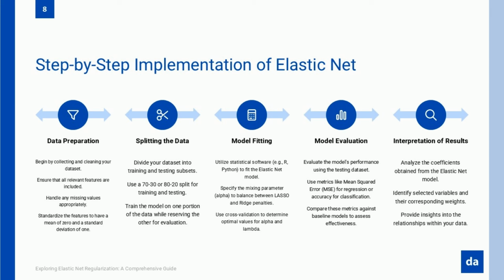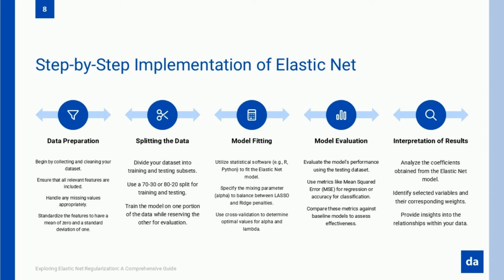Then comes model fitting, where we actually apply Elastic Net. But here's where things get interesting. Elastic Net doesn't work out of the box like linear regression. We need to tune two key hyperparameters, the regularization strength, lambda, and the balance between Lasso and ridge, alpha. Instead of guessing, we use cross-validation to systematically test different values and find the best combination. This ensures that our model isn't just memorizing the training data, but actually generalizing well.